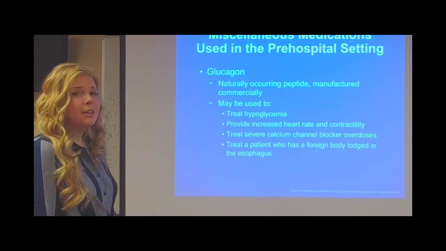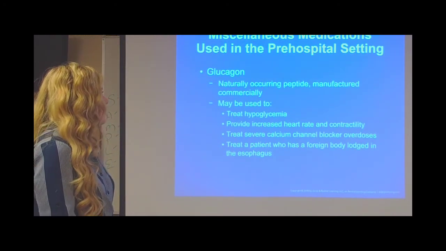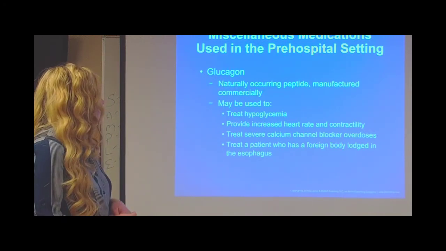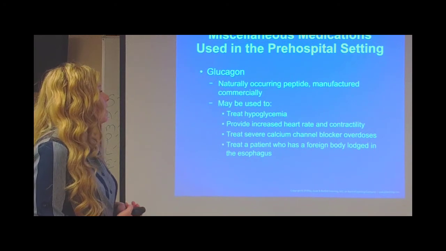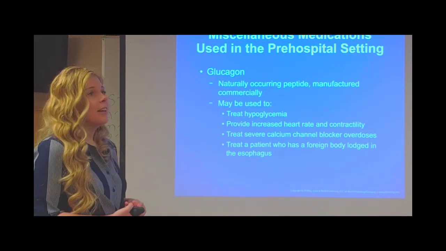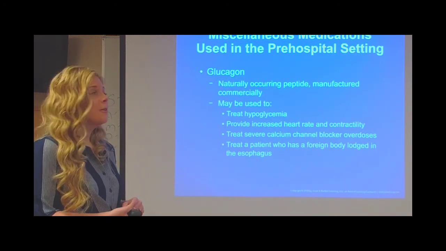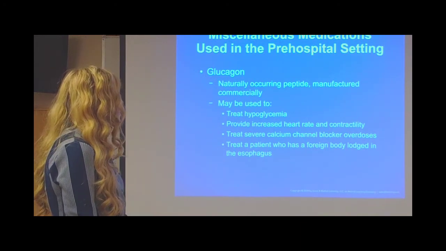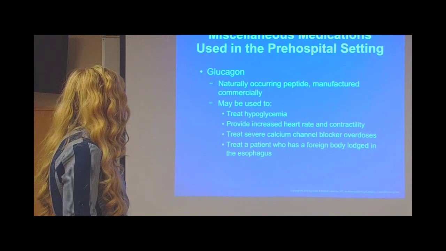Glucagon is a naturally occurring peptide that was manufactured commercially, used to treat low blood sugar. It can provide increased heart rate and contractility, which is why it is used in calcium channel blocker overdoses and beta blocker overdoses. It also can treat a patient who has a foreign body lodged in the esophagus.